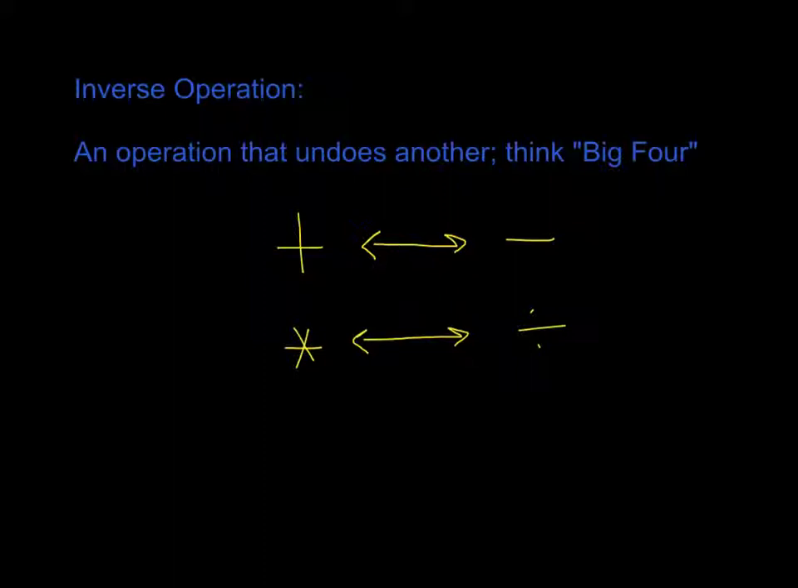Our vocabulary today is the same as it was with one step. Inverse operation. An inverse operation is an operation that undoes another. I made a note here that says, think big four. Remember, the big four are adding, subtracting, multiplying, and dividing. So addition undoes subtraction. Subtraction undoes addition. Multiplication undoes division, and division undoes multiplication. Just make a note of this right here.